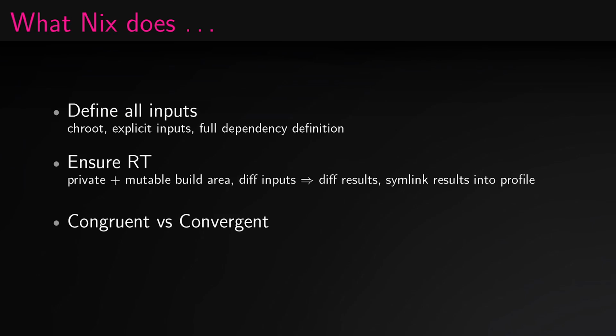So it's not going to clobber a previous build or a previous definition. And then it symlinks the results into the profile. So that's the finer-grained lock using this atomic operation on the file system. And so this makes it a congruent sort of system versus a convergent one, right? In terms of the package management part itself.